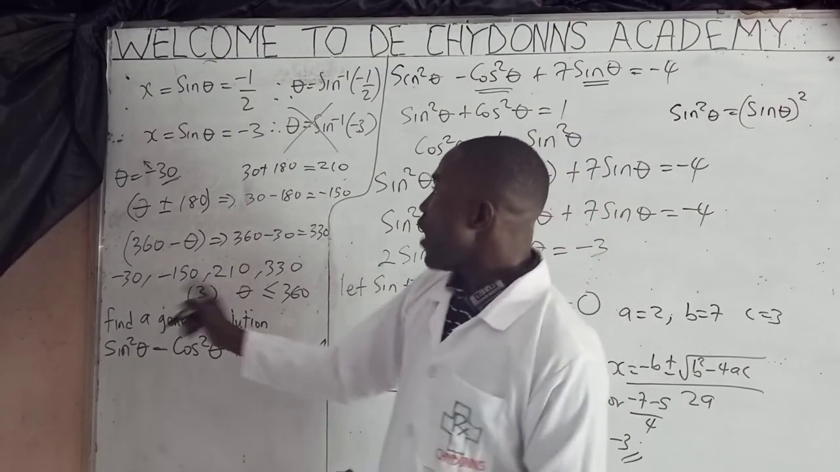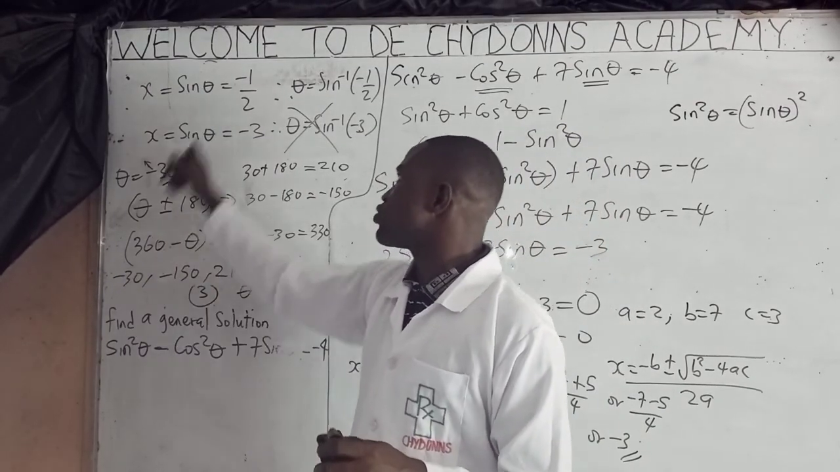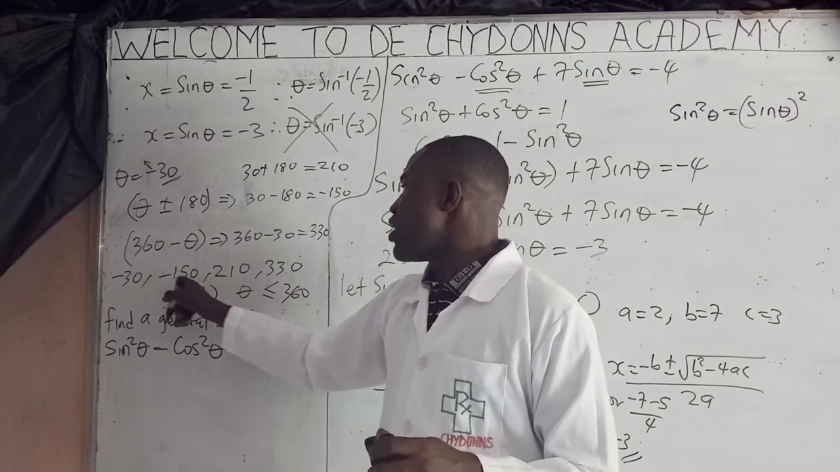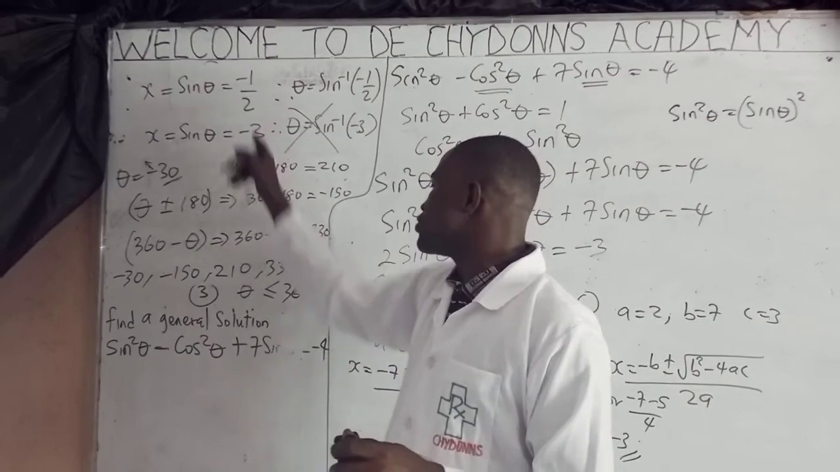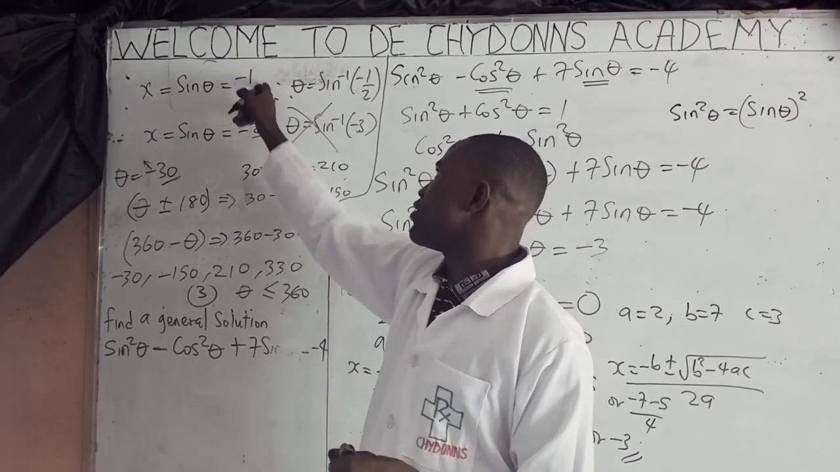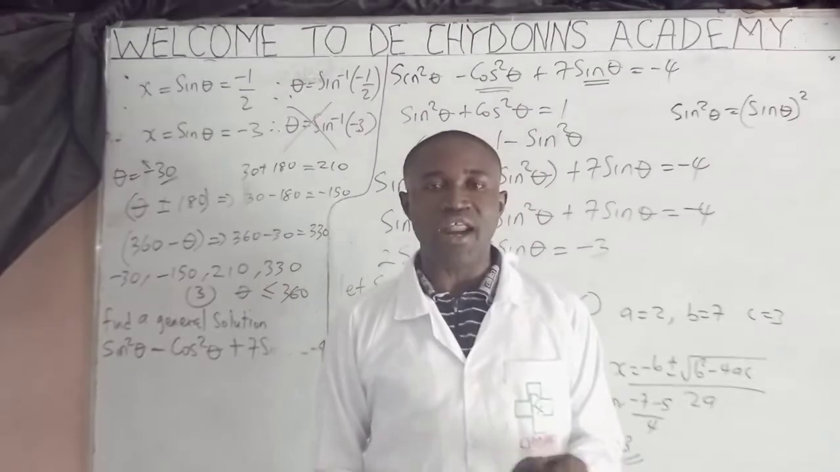That tells you that when you say sine minus 30, it gives you minus 1 over 2, sine minus 150 gives you minus 1 over 2, sine 210 will give you minus 1 over 2, sine 330 will give you minus 1 over 2. That tells you are very, very correct.